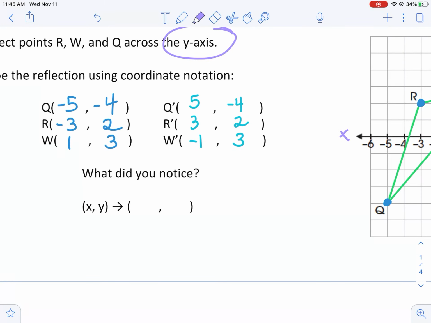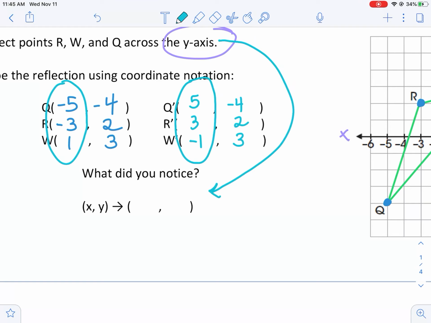Do we notice anything that happened here between these 2 sets of points? Should be fairly noticeable. Focus on maybe the x values. Well, there's actually a rule that tells me when I reflect over the y-axis, all that happens is my original x value becomes negative, and my original y value stays the same.